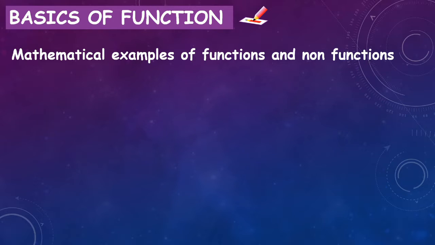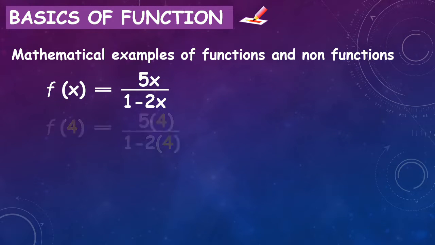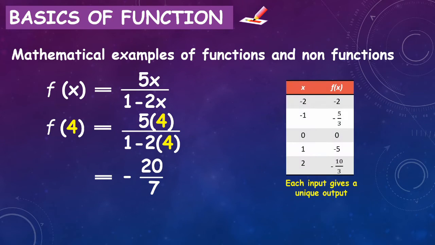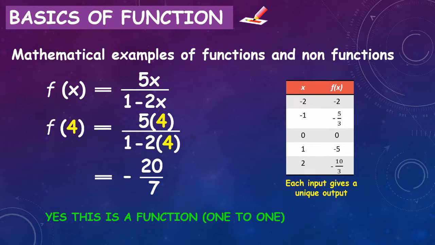Let's try another equation. We have here f(x) = 5x over 1 minus 2x. We substitute 4 and we get an answer of negative 20 over 7. Again, it seems like this equation gives only one output. Let's test this with more values. If you look at the table on the right, the 5 inputs are giving 5 different unique outputs. So this is also a function.